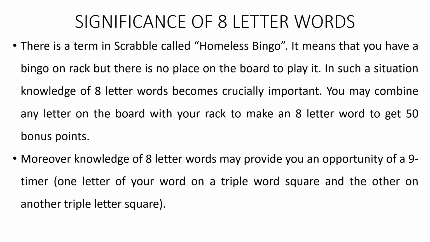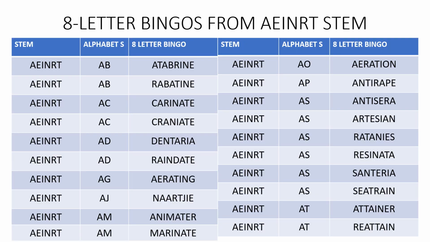And again, this 8-letter word knowledge may provide you the opportunity of a 9-timer. A 9-timer is almost double the score of a bingo, even with the same kind of tiles, and sometimes it's a very high score. Once I scored around 270 with a 9-timer, when I had marquee on a double letter square as well. So this is how this works.